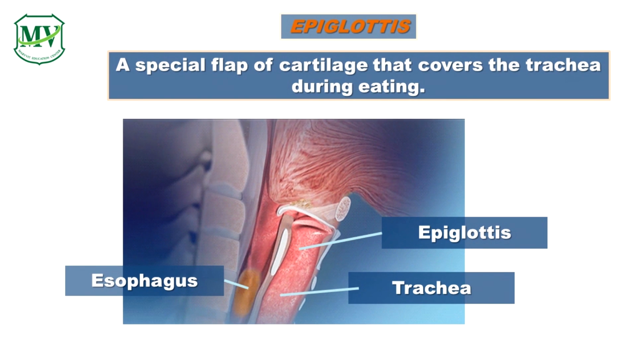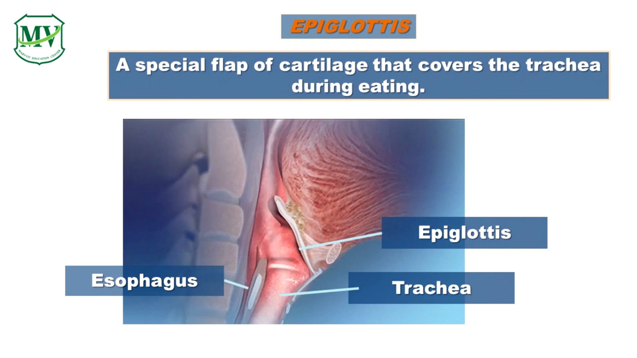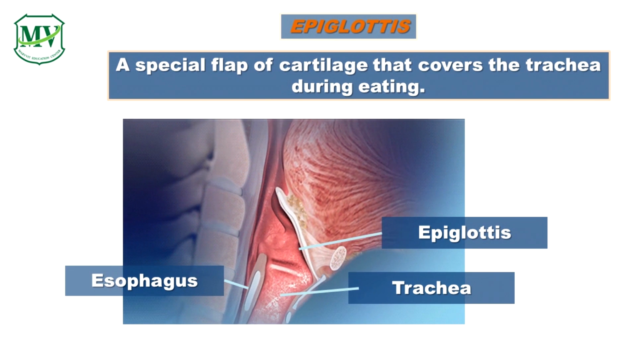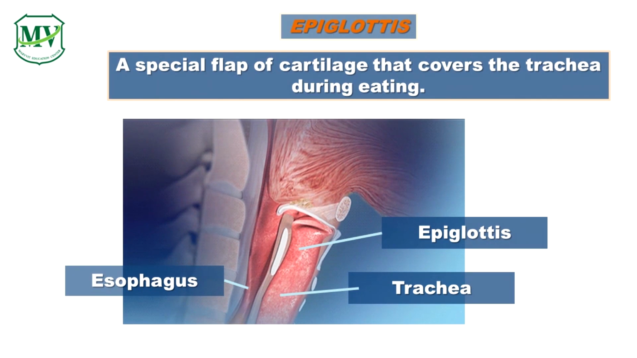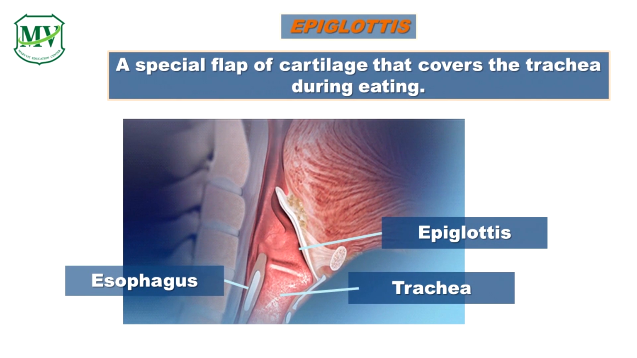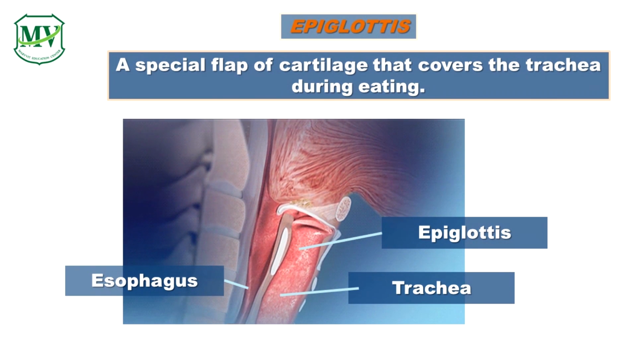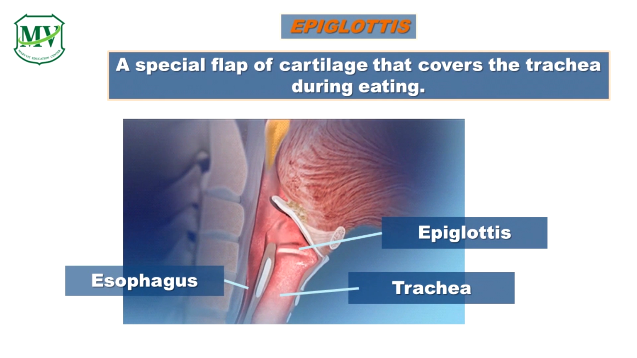The epiglottis is an accessory organ which plays a beneficial role in respiration. It is made up of a flap of cartilage which covers the trachea during eating, preventing food from entering the trachea. The epiglottis opens up during breathing, allowing air to flow down the lower respiratory tract.